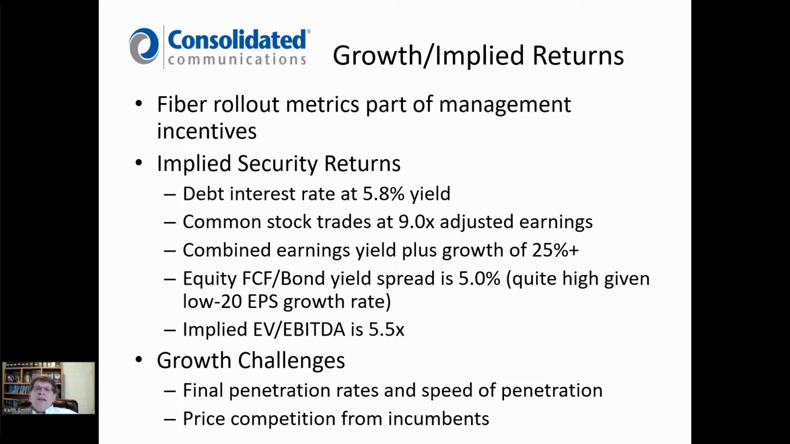The implied EBITDA multiple is only 5.5. Most of the other players are relatively high. We'll see in the trend as we go towards the end here. We've got some transactions to take a look at, other benchmarks in the marketplace in terms of what's really going on.